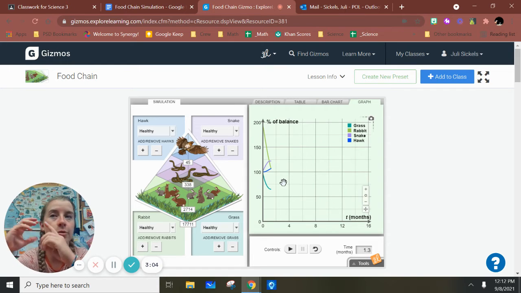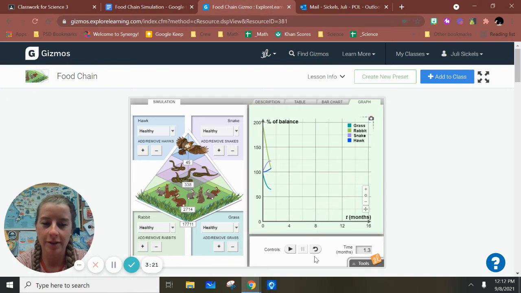And please try to use the words increased or decreased and use the word population. You don't want to say snakes went down or hawks went up, because I'm not sure what you mean. It's not very specific. So you could say their population increased, which would be a little bit more specific.